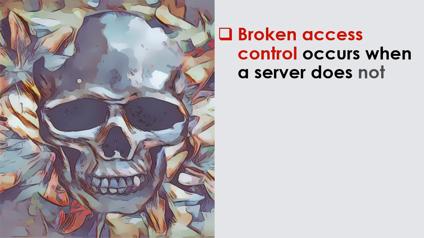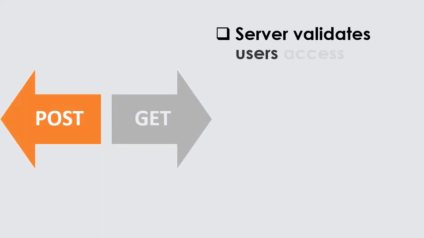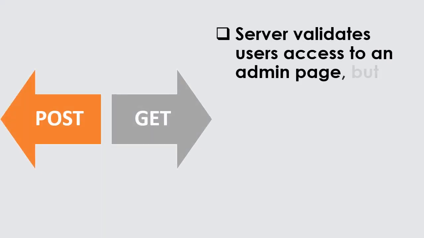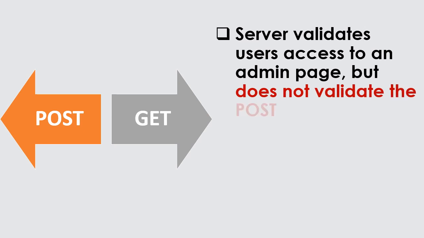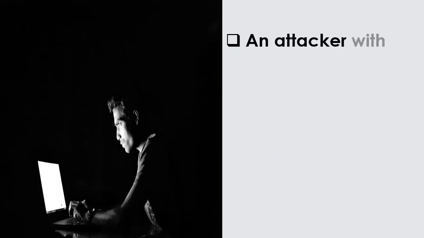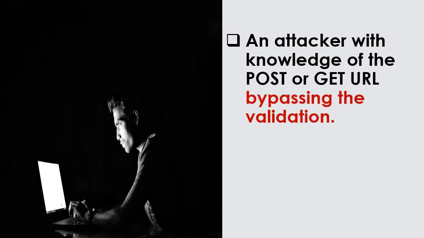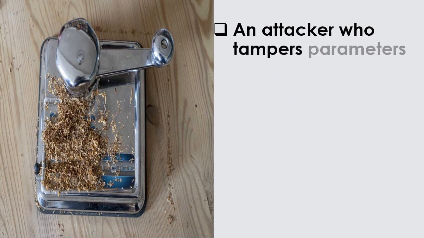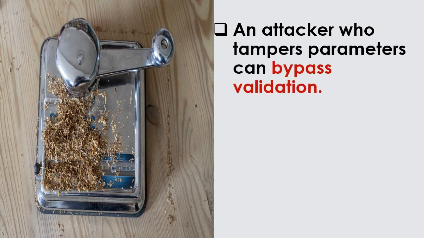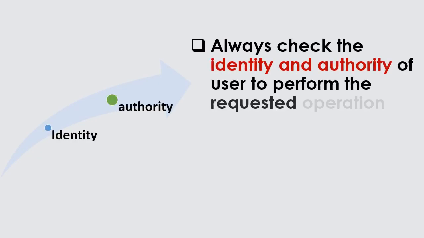Broken access control occurs when a server does not properly validate every request. For example, the server validates users' access to an admin page, but does not validate the POST or GET from that page. An attacker with knowledge of the POST or GET URL can bypass the validation. An attacker who tampers with parameters can also bypass validation. Always check the identity and authority of the user to perform the requested operation on every request.